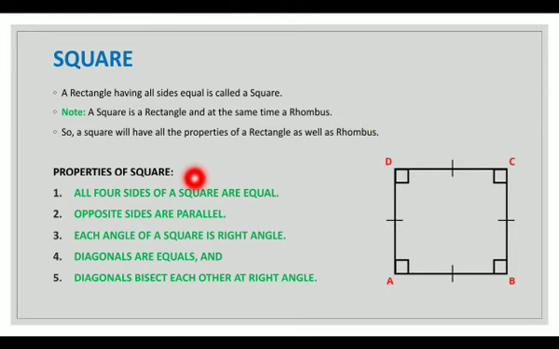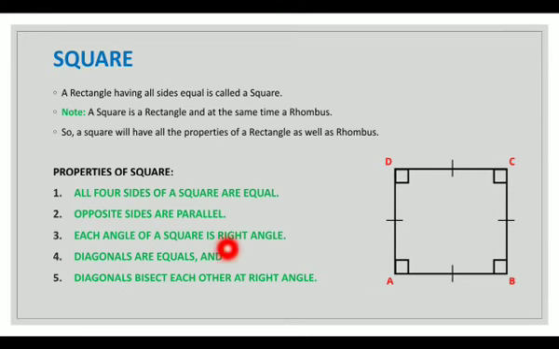So, let's look at the properties of a square. ABCD is a square. The first property, all four sides of a square are equal, that is AB is equal to BC is equal to CD, which is equal to AD. The second property, opposite sides are parallel. Which are the opposite sides? AB is opposite to CD and AD is opposite to BC. So, opposite sides are parallel, which means AB is parallel to CD and AD is parallel to BC.